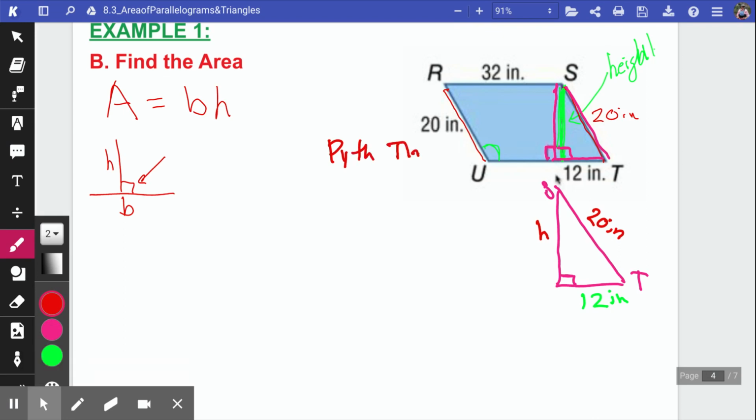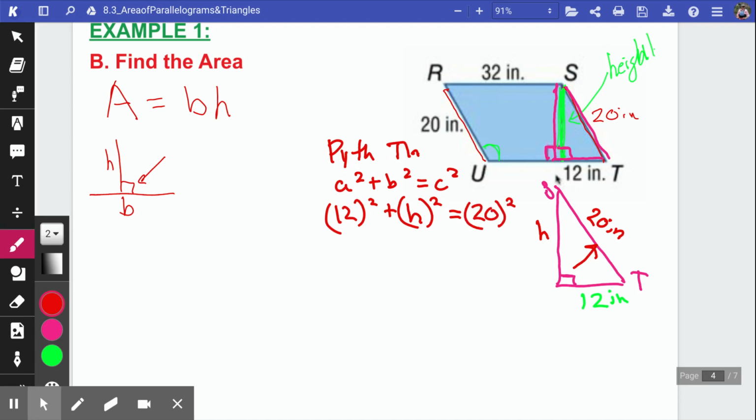We should recall that a squared plus b squared is equal to c squared. So my a is, and remember the a and the b, it doesn't matter which one it is. The height is my b, if I've used a 12 already, and my c, because it's across from the right angle, is my hypotenuse, so that's the 20. So pause the video and complete the Pythagorean theorem.